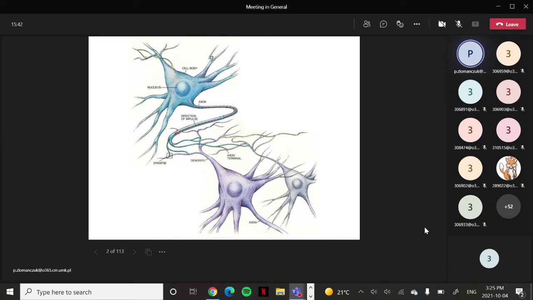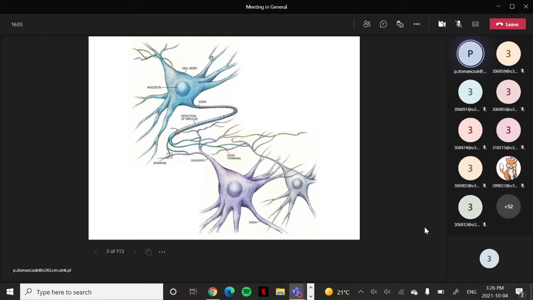So let's now go into the biological substrates, or biological elements, of neuronal structures which are responsible for conducting the information in the nervous system.